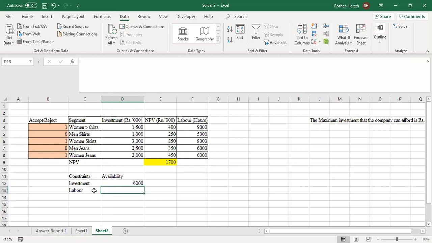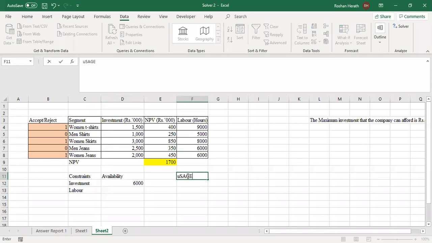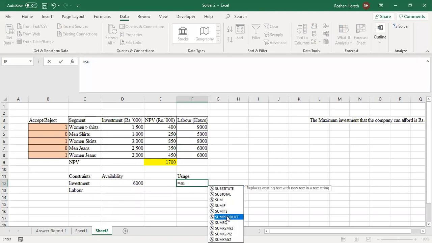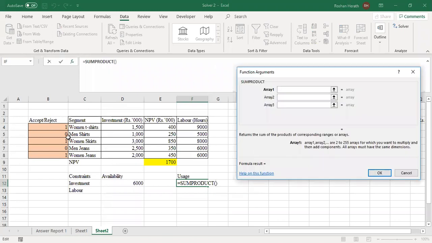And when it comes to the labor, sorry. So now you have identified the investment availability. Now let's see what is the usage of funds. How do you get that? It depends on the projects that you accept. So if I'm to work out the usage over here, you can simply take the SUMPRODUCT, and the acceptance and rejection column can be taken, and the investment column can be taken. So I might make them constant.